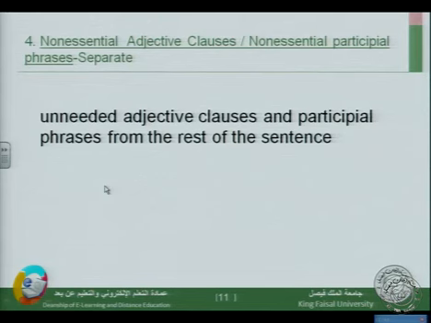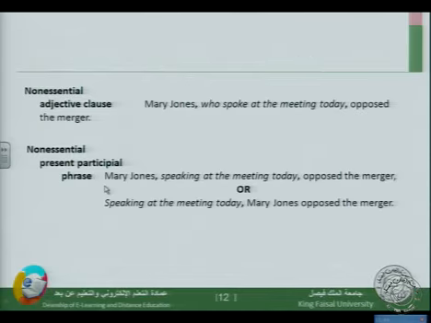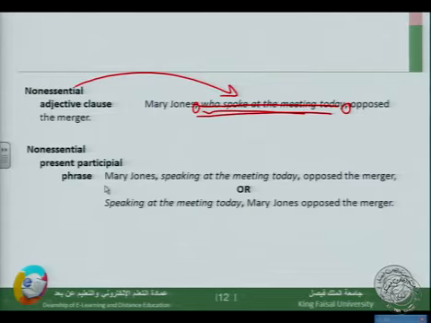Set off non-essential adjective clauses and non-essential participle phrases, unneeded adjective clauses and participle phrases, from the rest of the sentence. For example, this is a non-essential adjective clause. Mary Jones, who spoke at the meeting today, opposed the merger. We call this non-essential, meaning it is not essential in the sentence. What does that mean? If we delete it and say Mary Jones opposed the merger, the sentence is complete, its meaning is complete. Okay? If we want to add an adjective clause, we put it between two commas like this sentence.